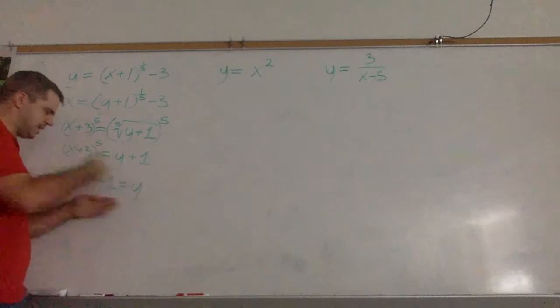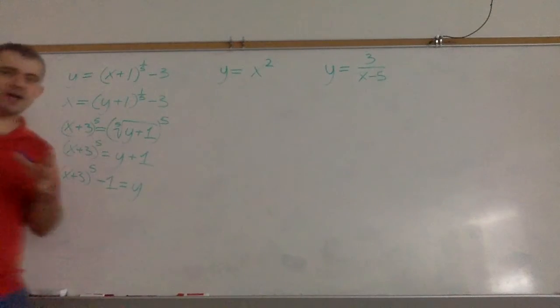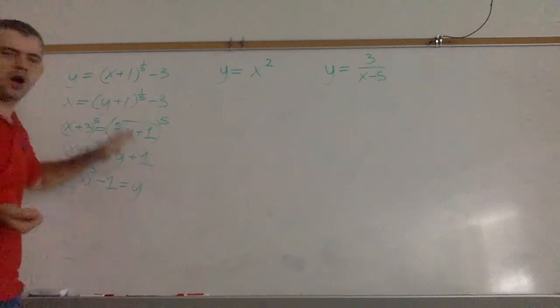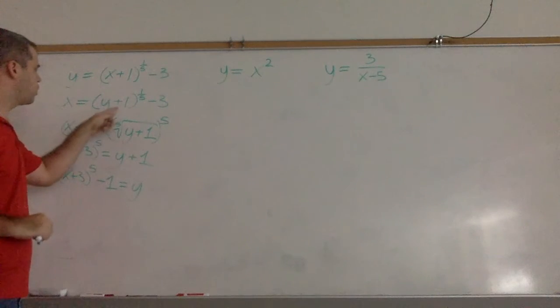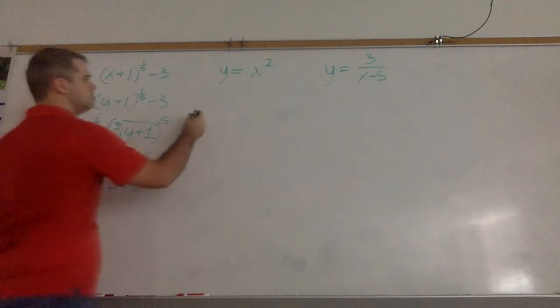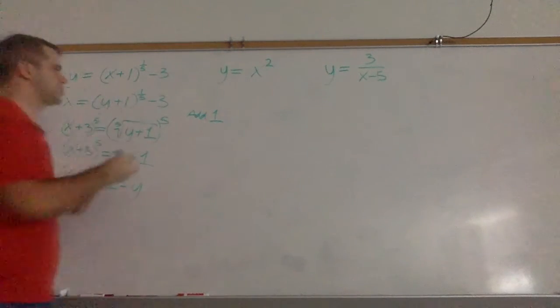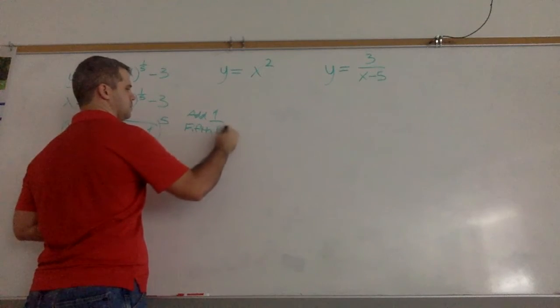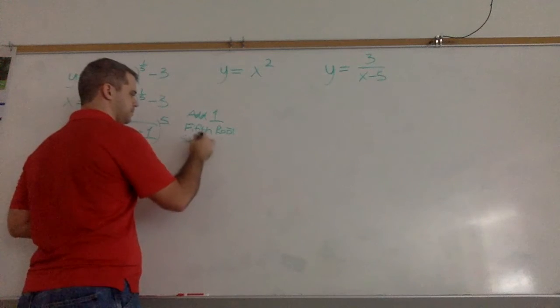And you may not like that I put the y over here, but otherwise this is done. And hopefully this should make sense to us. So look at what we're doing over here. Let's do this in order. We are adding 1. Then we're doing fifth root. Then we are subtracting 3.